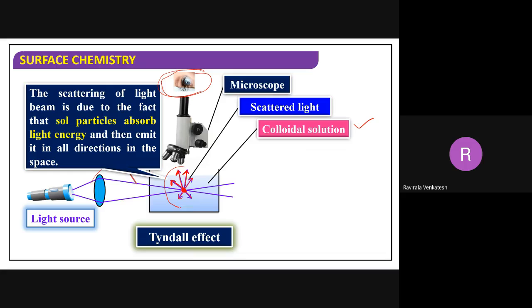Scattering of light in all directions in space is what we call the Tyndall effect. The scattering of the light beam is due to the fact that the colloidal particle absorbs the light energy and then emits it in space in all directions. Absorbing the energy and emitting it in all directions is called scattering. The light comes from the light source, and when it is scattered by a dust particle or colloidal particle, the light is emitted in all directions. You can observe this under a microscope.